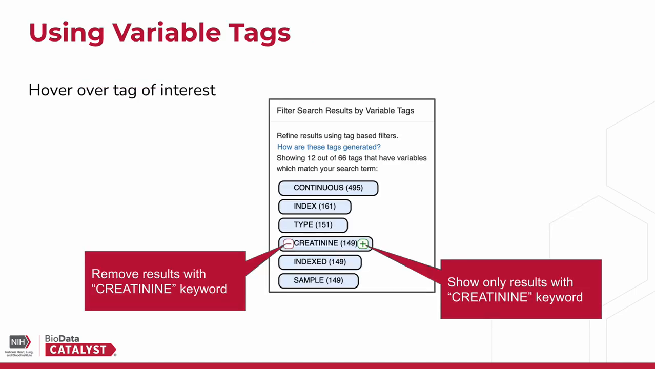Here, we can see a close-up of the Filter Search Results by Variable Tags box. To apply a tag of interest, we can hover over the tag. In this example, let's say we are interested in the creatinine tag. We are interested in the variables related to body mass index measured using weight and height, not any variables pertaining to creatinine levels. We can click the minus sign to exclude variables with this keyword.